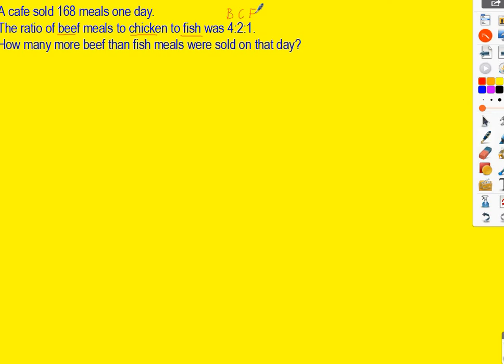So I'm not interested in how many chicken meals were sold because it's not relevant to the question. I need to work out how many beef and fish meals were sold. Same steps to begin with. Number 1 then, adding up the values in the ratio. We do need to include the 2 for chicken, even though we don't actually have to work out how many chicken meals were sold. So 4 plus 2 plus 1 is going to give you 7 parts.